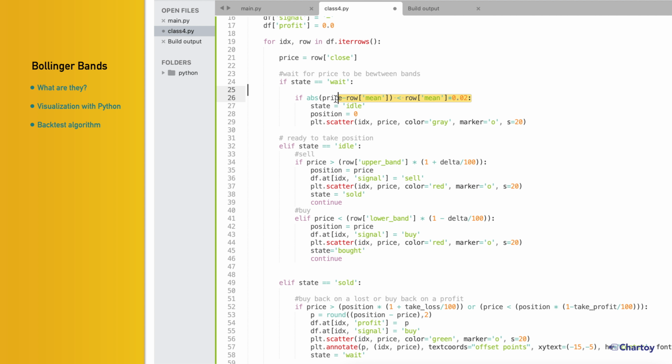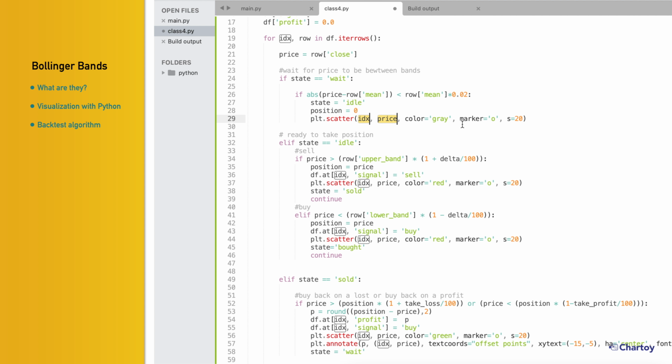We don't want to take a position when we are out of the bands. So we're going to ask if the distance between the price and the mean, the absolute price minus mean, the average, we want to check that the distance between the price and the average is smaller than some amount. In this case, it is 2% of the mean. So we want to see that there's a very, very low distance between them. That means that the price is somewhere between the bands. If it's true, we change the state to idle, and the position we initiate to 0, and we are plotting this on the curve. You will see later how it looks. We give it the index and the price.